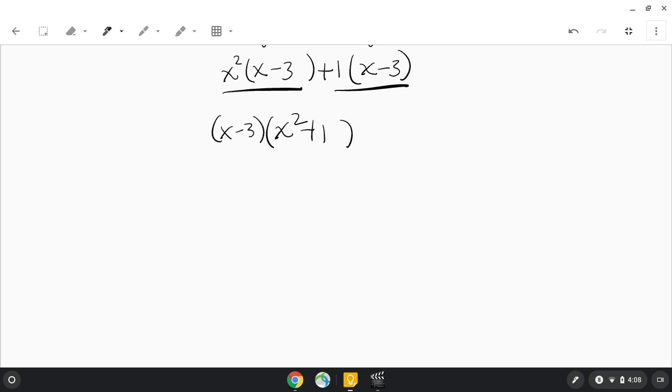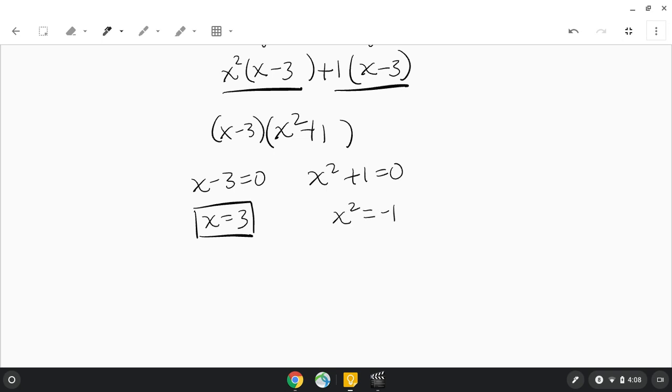So let's go ahead and find all the zeros. So x minus 3 equals 0. Add 3 to both sides, and x equals 3. Okay, there's one zero. Then x squared plus 1 equals 0. Subtract 1 on both sides. Take the square root of both sides.